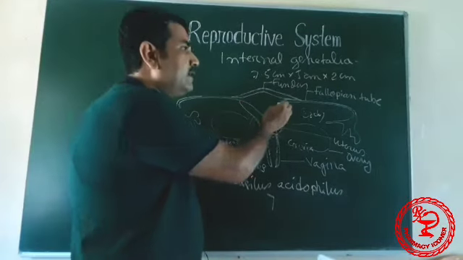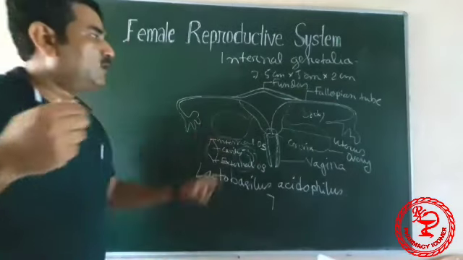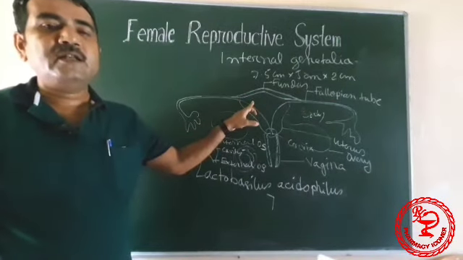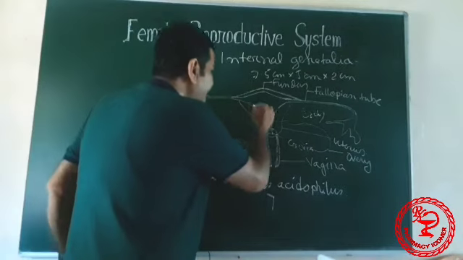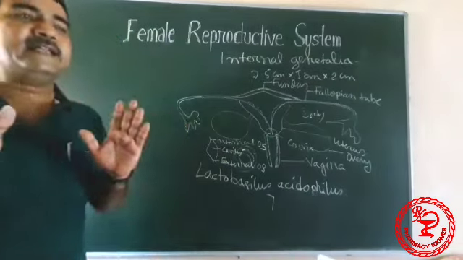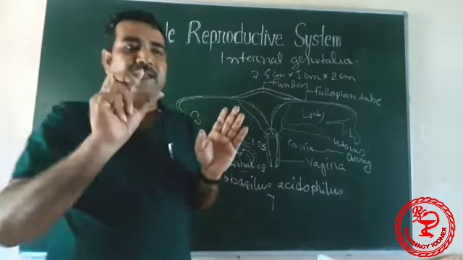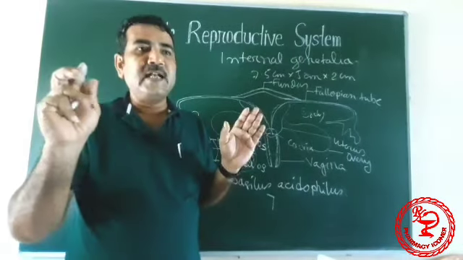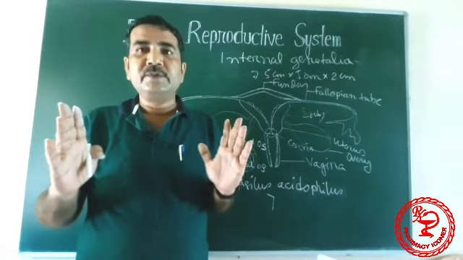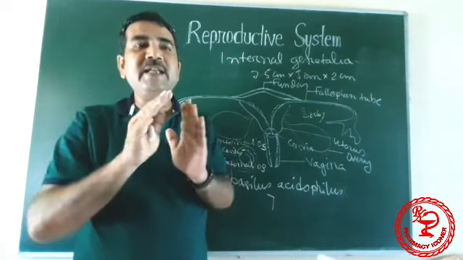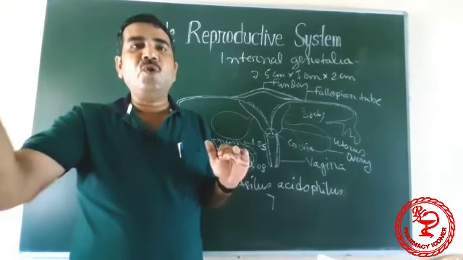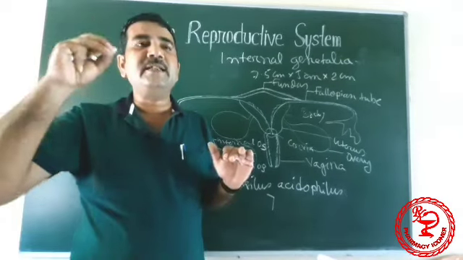The innermost layer is called endometrium. Again, it is variable in thickness. At the beginning of the menstrual cycle, it is thinner. Gradually, it becomes thick, and after ovulation, it is thickest.